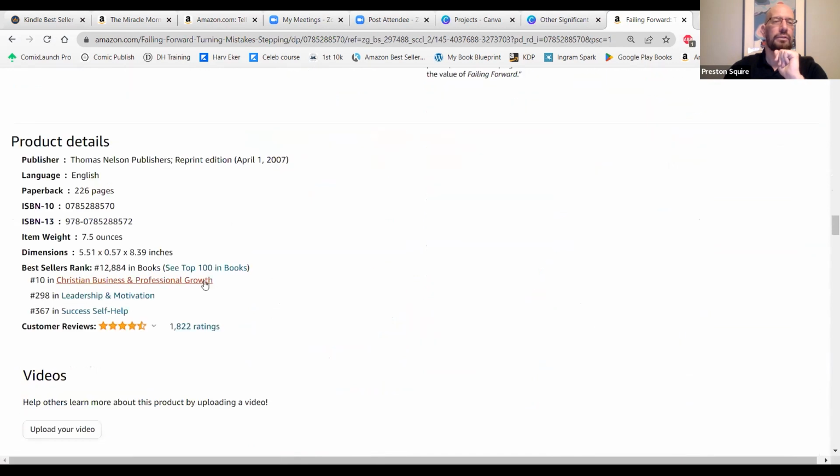What are the categories? So here it is, Christian business and professional growth. Number 10. And you can see these other categories, it's much, much lower, because there's much more competition in those categories. But this one, it's a number 10, so it's not that bad. So again, we're going to get its bestseller rank overall. And there you go.